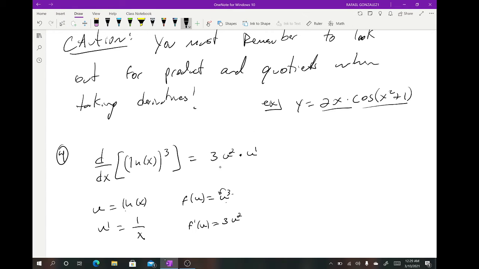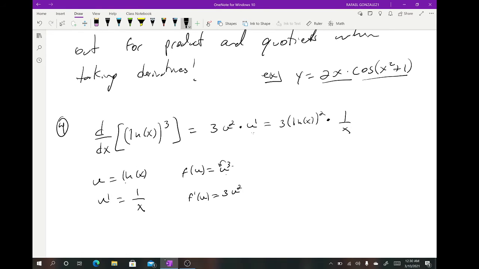times u prime, because of the chain rule. Remember the general power rule, we have to multiply by the derivative. But u is simply ln of x. This is 3 times the ln of x squared times u prime, which is simply 1 over x. And I will leave it like that. That's an acceptable answer.